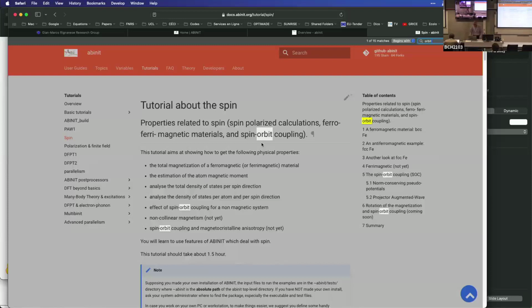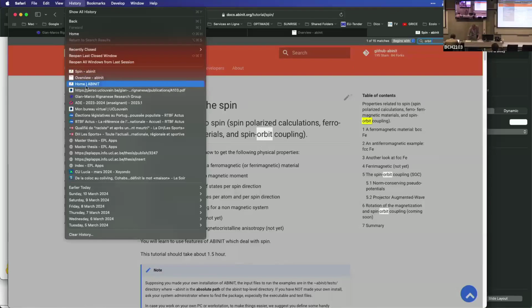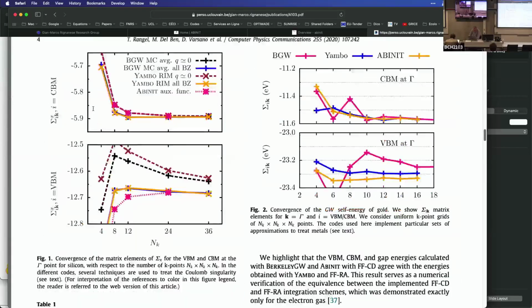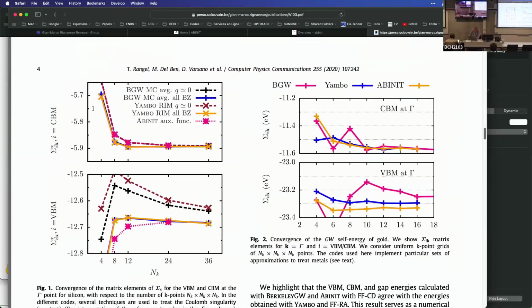I don't remember if we did that actually. I'm not sure if we compared these. You see you have VBM, CBM. Again, the scale is such that the difference is less than 1. Here it's even way less. Yeah, it's good. Good to know.